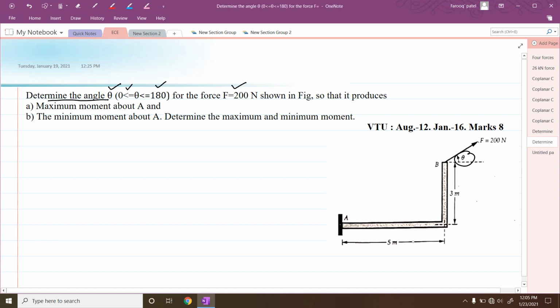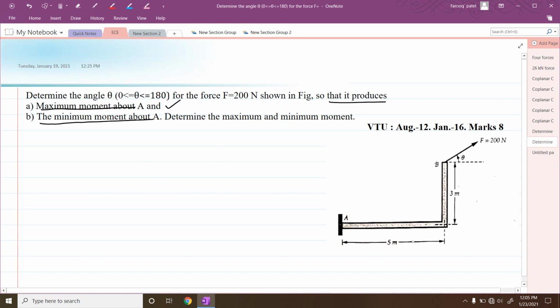For the 200 Newton force, it has to be inclined at an angle varying between 0 to 180 degrees so that it produces maximum moment about A. This is the point A. Now about this point A, it has to create maximum moment. That is the first question. The second question is, it has to create the minimum moment. So in this way we have to apply the force. At what angle does this have to be applied?